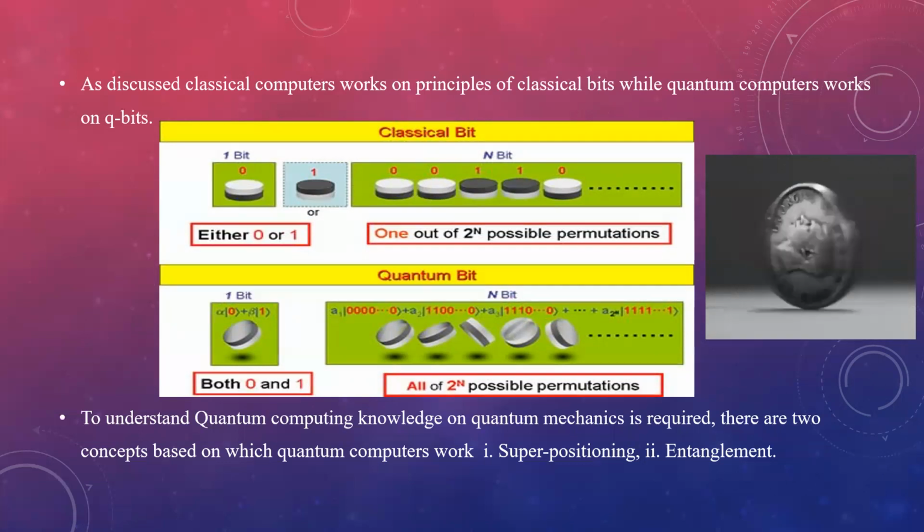I'm going to say the probability of it is 50-50, which means 0 or 1. Or we can take another example of turning a light on and off. Let us consider the light in the off state, which means 0. In the same way, we can take the light in the on state, which is represented as 1. So the output is one of the 2 power n probability permutations.